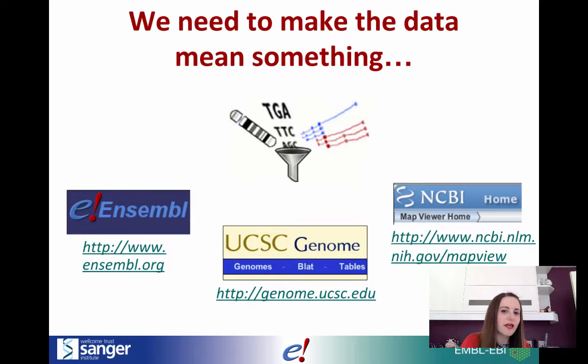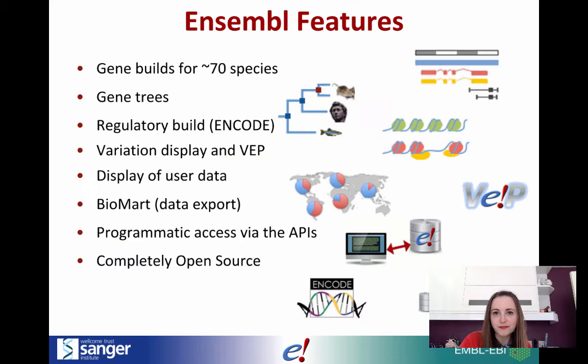So these are the 3 major genome browsers that are out there. There's ourselves, Ensembl, which I'm talking to you about today, but the other major ones are UCSC and NCBI Map Viewer, which are both very good browsers from the United States, and it really seems to be personal preference as to which one people seem to prefer.